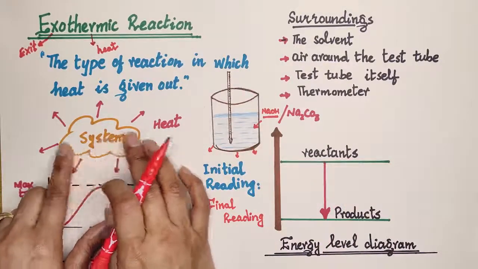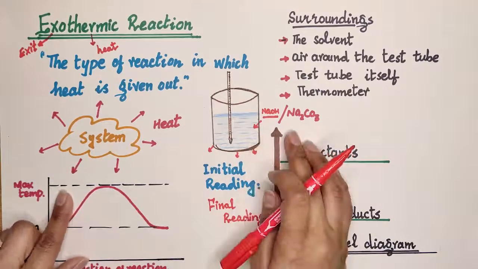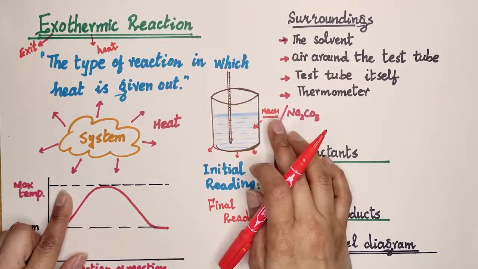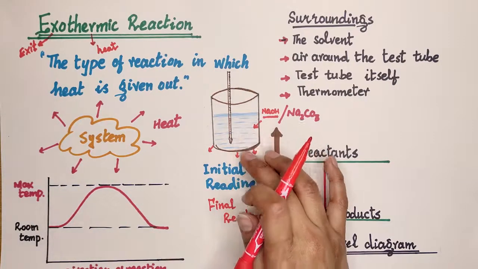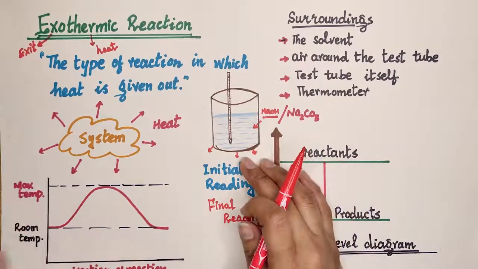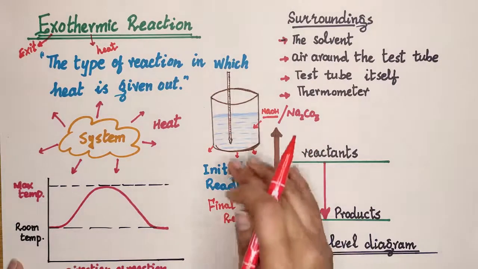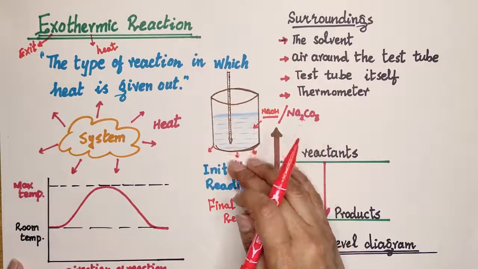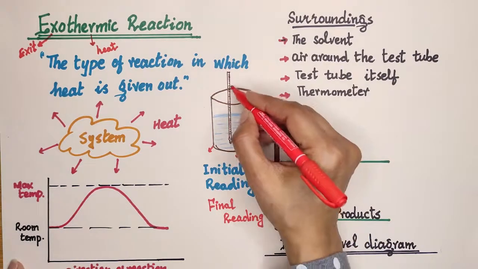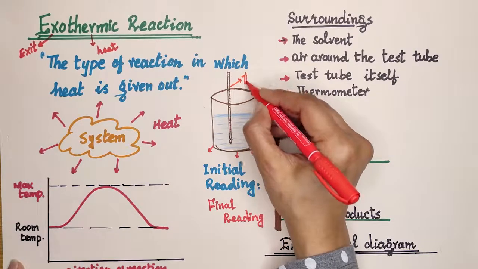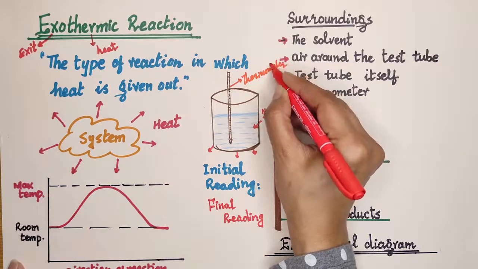If we say this is the system, a reaction is going to take place, then heat is given out to the surrounding. When anhydrous sodium carbonate or sodium hydroxide pellets dissolve in water, there is an increase in temperature. The mixture then loses heat to the surrounding as it cools down again. When it produces heat to the surroundings, we can record and prove it by the reading of a thermometer. So this thermometer helps tell us that this reaction is exothermic.